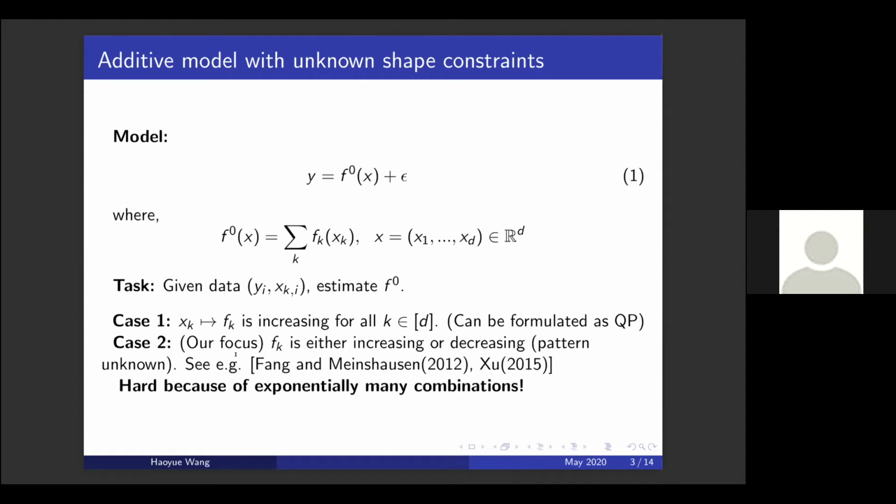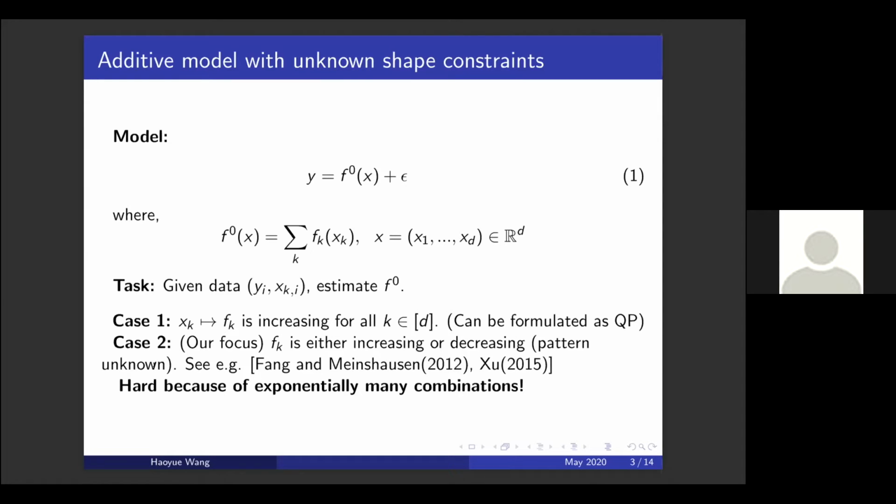Here we assume that each function fk could have different possibilities of shape restriction, but we don't know exactly which one is true. For example, we can assume that function fk is either increasing or decreasing, but we don't know exactly whether it's increasing or decreasing. So we call this a setting where the pattern is not known.